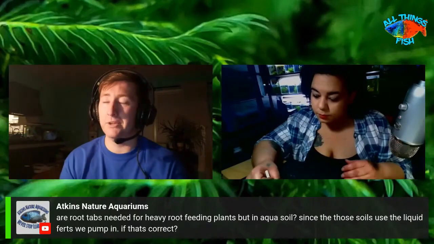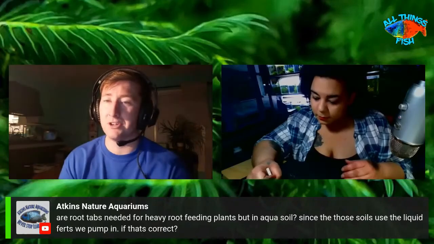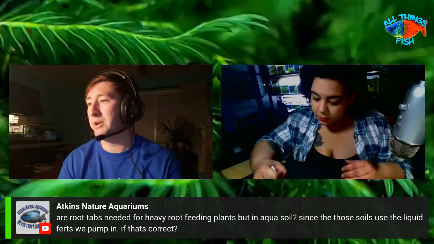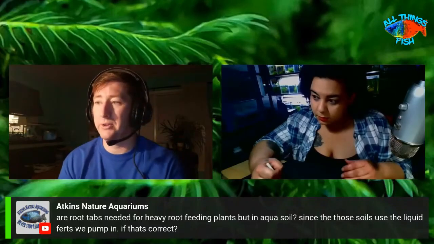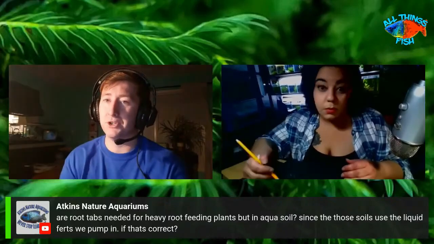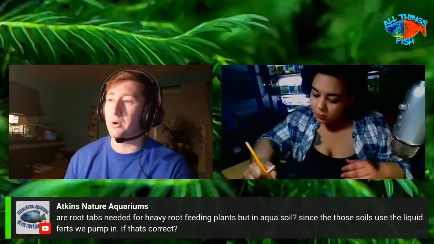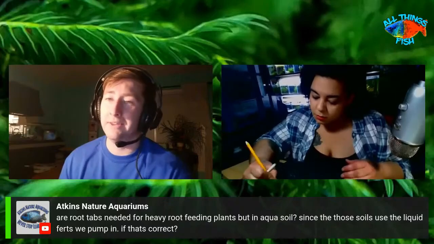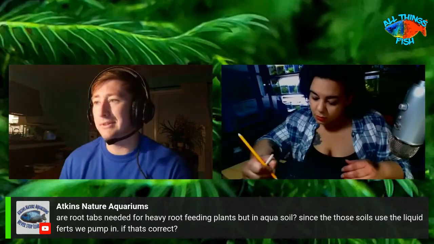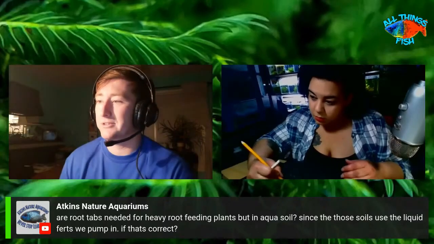That used to be referred to as your cation exchange capacity. There are some other details to it that most people don't need to worry about. But yes, the aqua soil will absorb your liquid or dry fertilizers that you add to the water column. So are root tabs needed? Not necessarily. With some plants I see an improvement, others not so much.